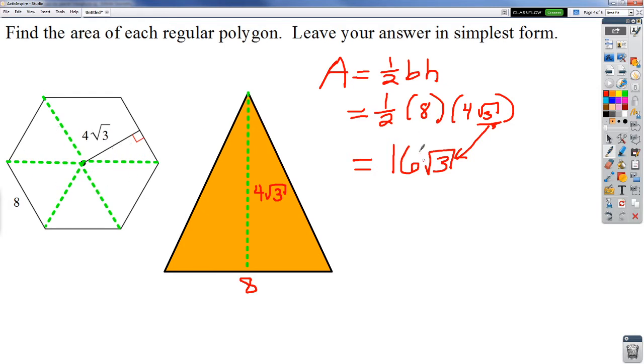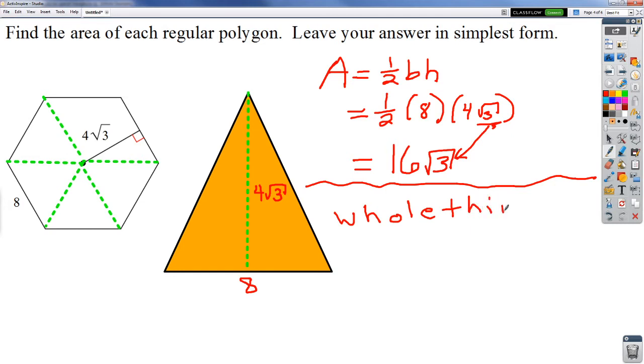So if we know that there's 6 of them, all we need to do now is just times 6, right? So the whole thing, the final answer, is just 6 times 16 radical 3. So we just do 6 times 16 radical 3.